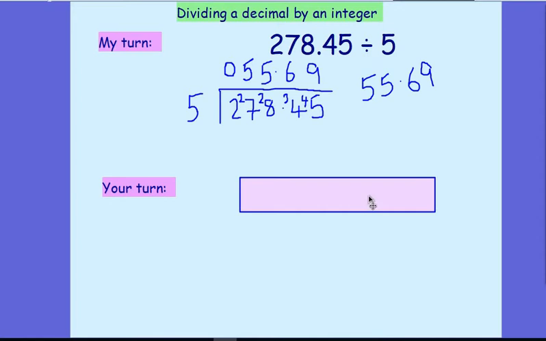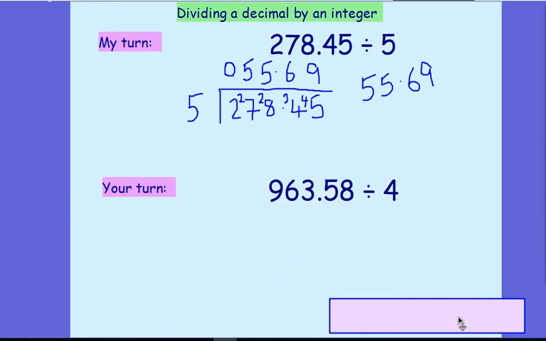Over to you, Year 7. In your light blue books, can you have a go at this example? Pause the video for a minute and work it out now. Okay, let's go through the answer.